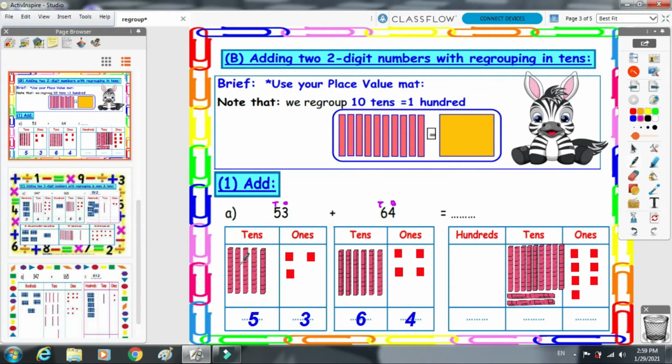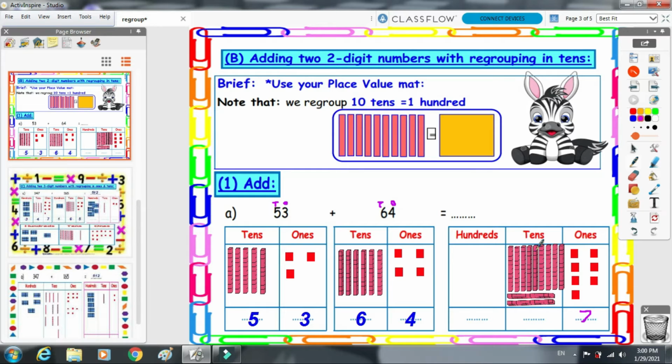Then I will add the tens together, so I will count all the bars I have. I have here 1, 2, 3, 4, 5, 6, 7, 8, 9, 10, and 11. So I will draw 11 bars in the tens place. It's time to write the answer. So here I have 7 in ones. I don't need to regroup in ones because they are less than 9. But in tens they are 11. They are more than 9.